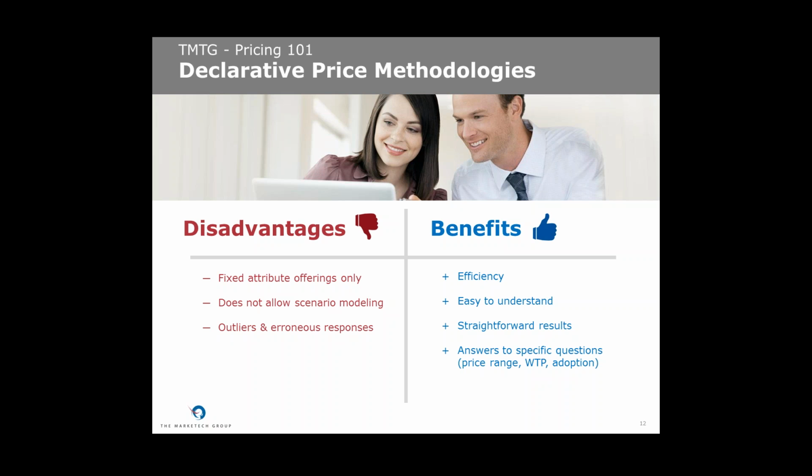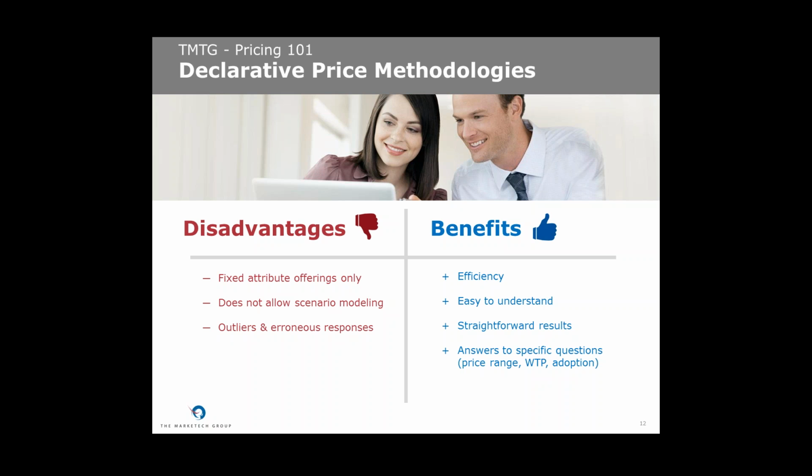So the disadvantages of these though are that you can only test fixed attribute offerings. So you have to fully describe your product and ask the willingness to pay or likelihood to adopt at a certain price for a very specific product description. You can't do scenario modeling where you modify the competitive set or modify your product with different features.